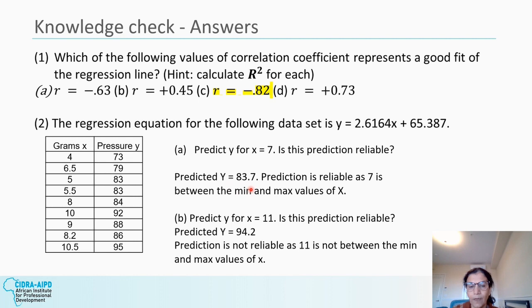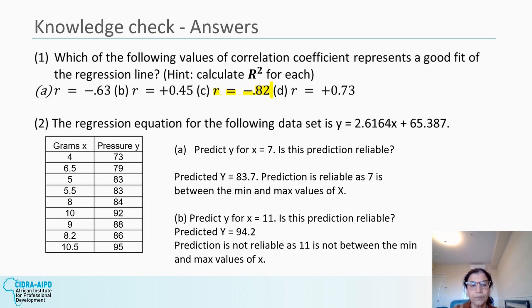You can do the same substitution for the next value, X equal to 11. You can always calculate a value for Y using the model, but because 11 is not within the range of minimum to maximum, this prediction is not reliable.